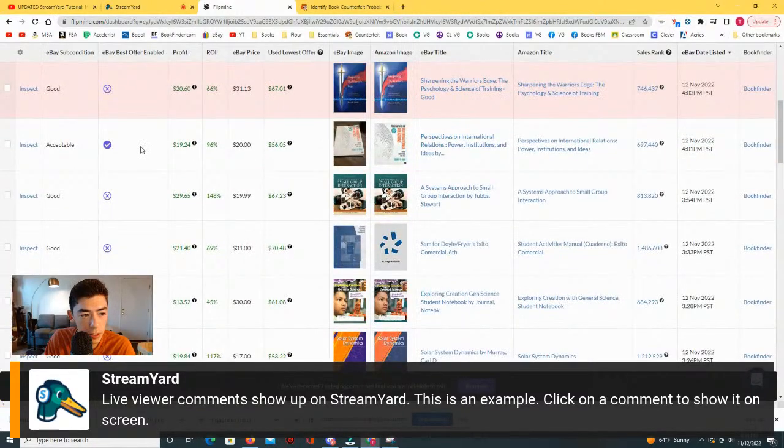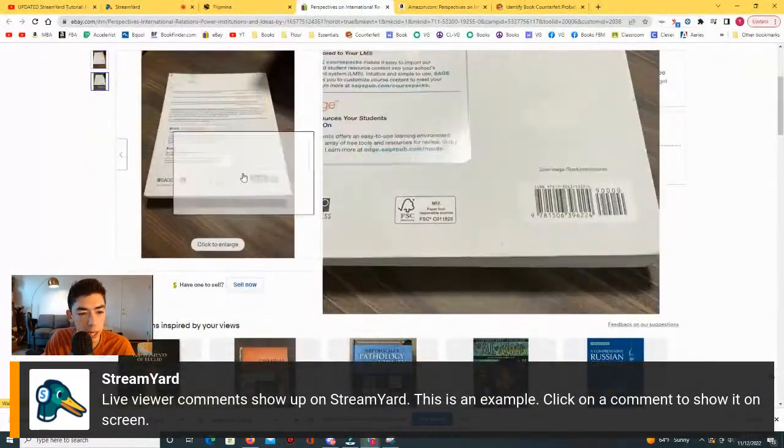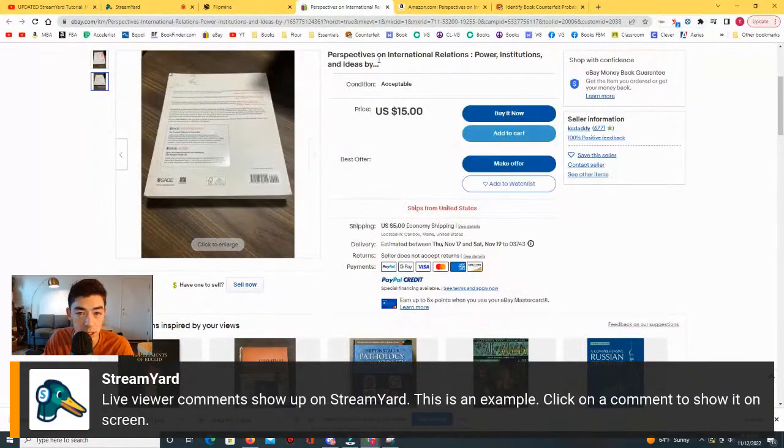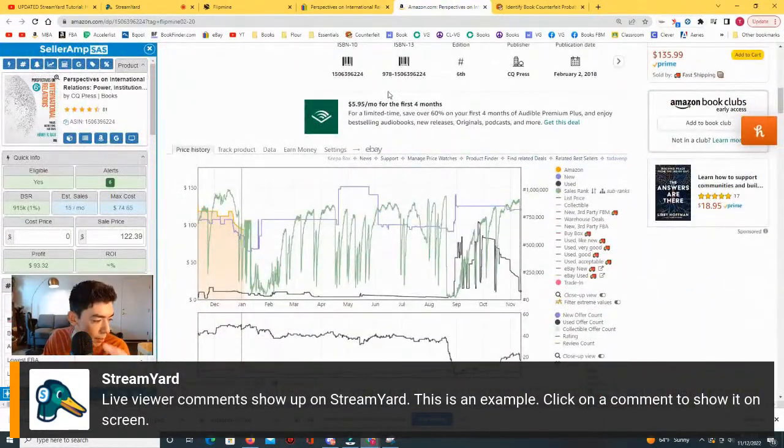Let's take a look at this book, because it looks like this was just recently listed. One thing that right off the bat kind of scares me is that this is acceptable. So I'm not sure if I'd want to buy it just right off the bat because it's acceptable. But let's just take a look at the book. And by the way, anything that we see today, I'm not going to buy. So I'm going to leave it all up to you if you want to buy it or not. I'll just tell you that so far from what I've seen, I wouldn't buy anything.